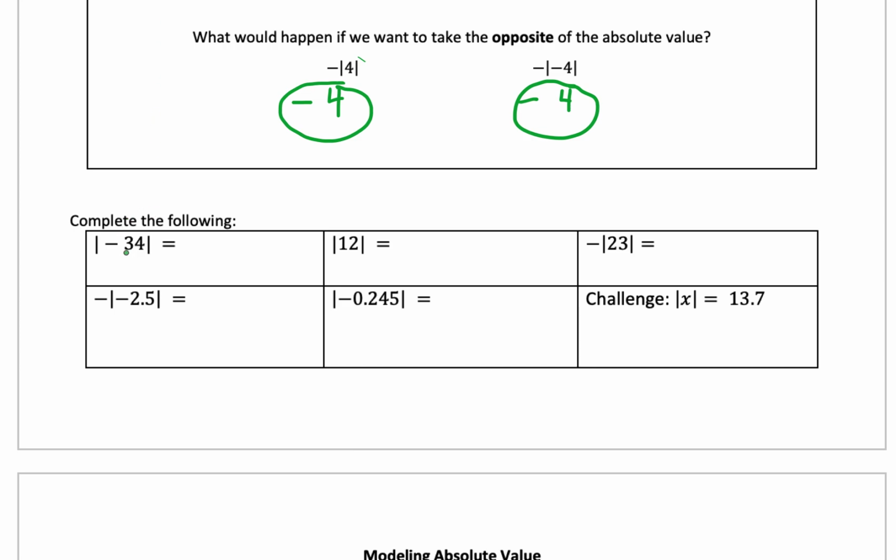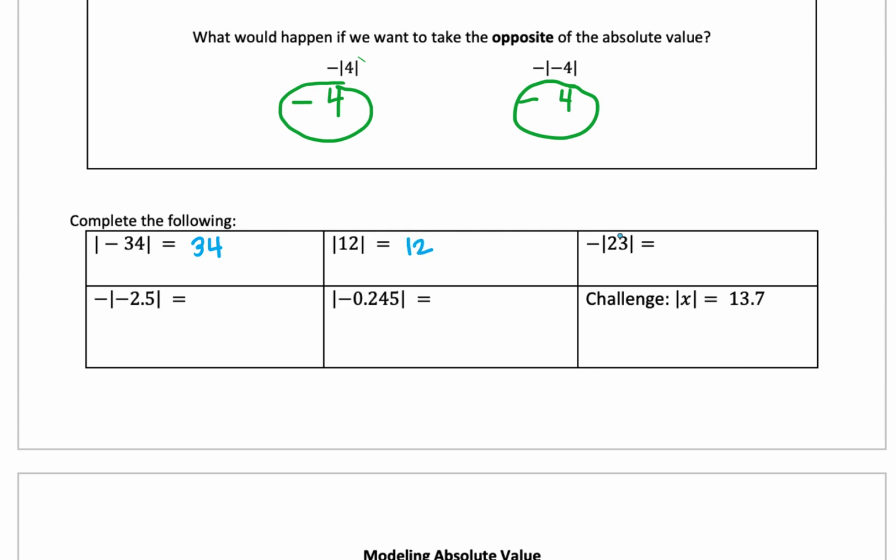The absolute value of -34 is our first problem. And in your head, you just want to ask, well, how far away is -34 from 0 on the number line? Well, that would be 34 spaces away, so my answer here is just 34. The absolute value of 12 would be 12 spaces away from 0 on the number line, so the answer is 12.